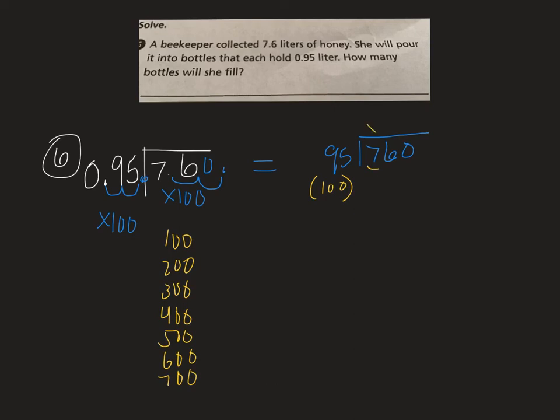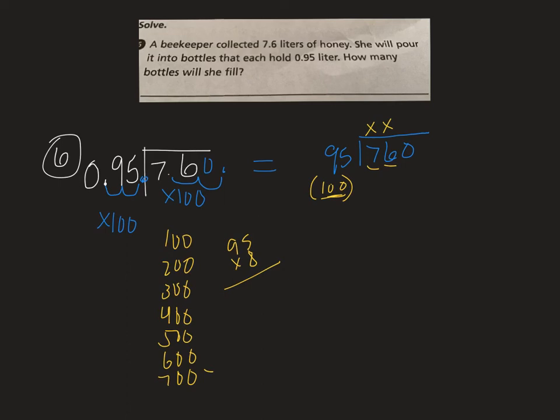I know I can't make any groups of 95 out of 7, digit by digit. Can't make any groups of 95 out of 76, but I can out of 760. And if I use my thinking number of 100, I could probably get 7, maybe 8 groups of 95. Oh man, I really want to try 8. I always tend to try the higher number that I'm estimating first, because if it's too much, then I know for sure it does not work.